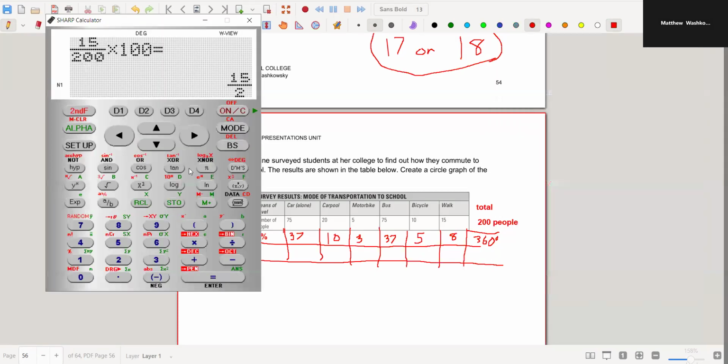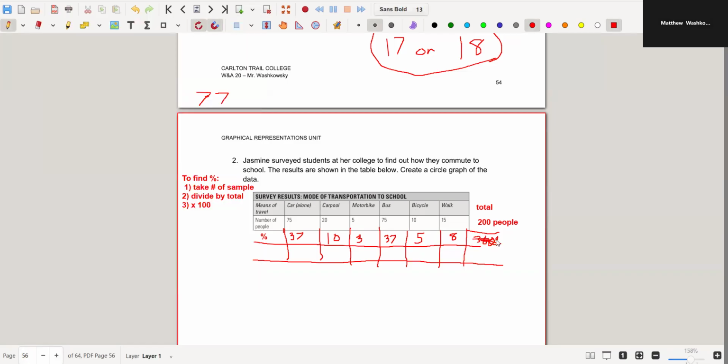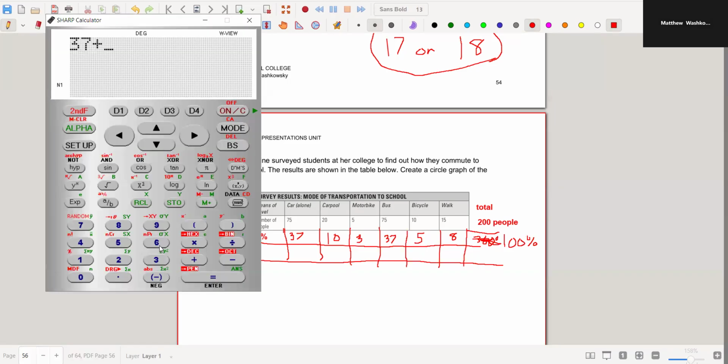So I'm really going to add all these up and make sure that adds up to 360. Sorry, 100. Sorry, this is supposed to be 100%. This is not degrees. This is percentages. 37 plus 10 plus 3 plus 37 plus 5 plus 8. 100%. Perfect. Good to go. So now I'm going to do the degrees.